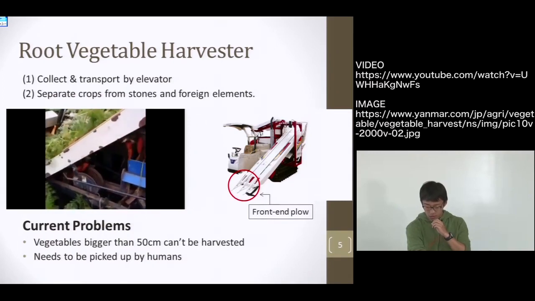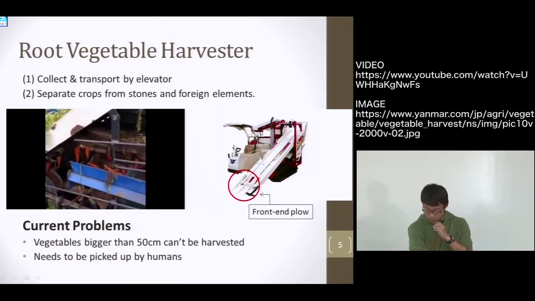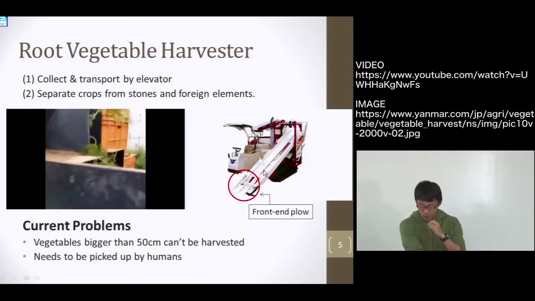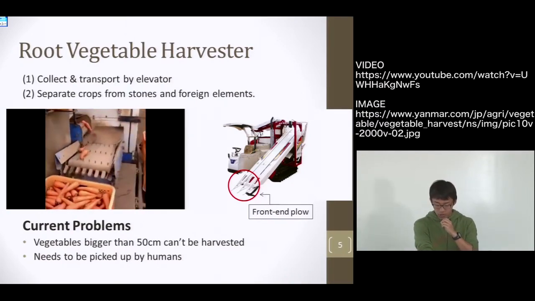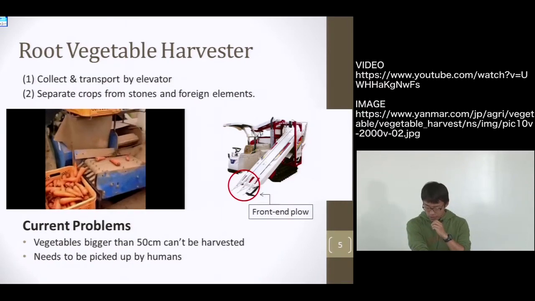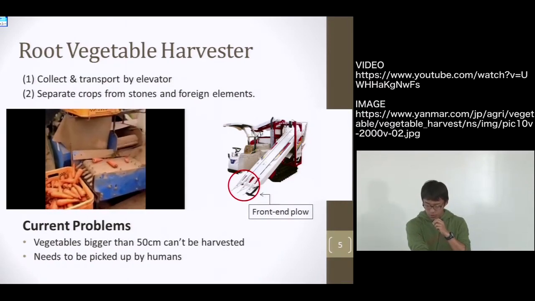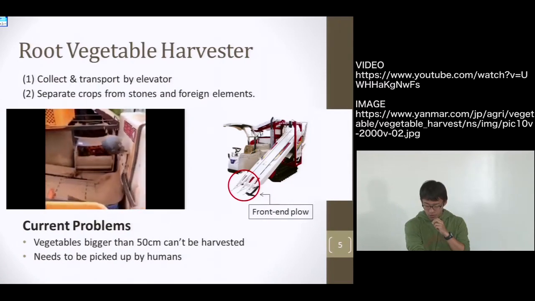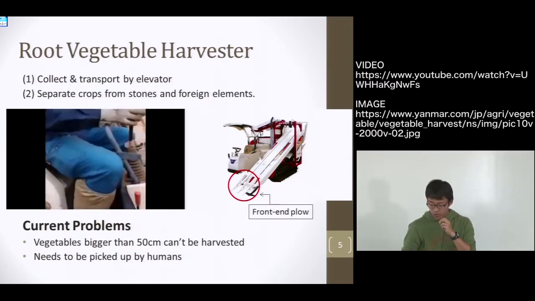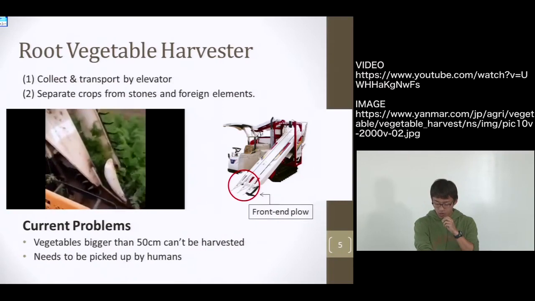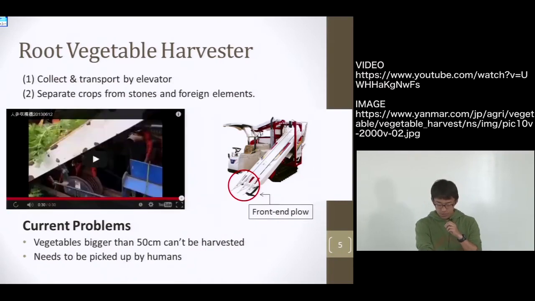This is a carrot harvester using a front end plow. It digs up underground crops and feeds them onto an elevator. While the elevator carries crops upwards, small debris falls down. Crops are carried onto a conveyor belt, where they are separated from larger stones and admixture and graded. But this machine has current problems. Vegetables bigger than 50 centimeters can't be harvested and need to be picked up by humans.